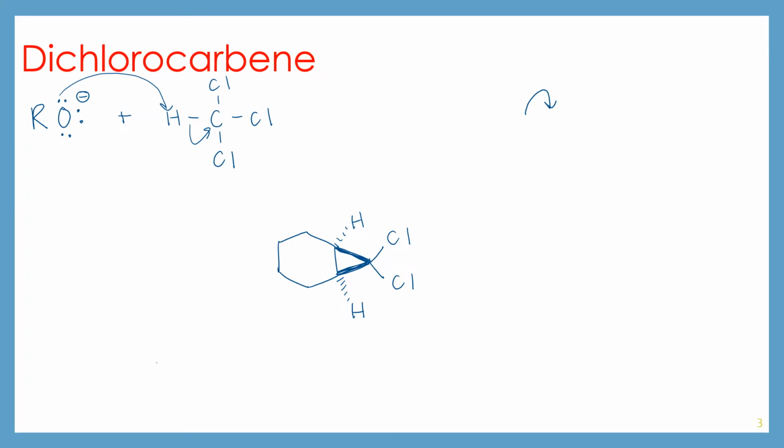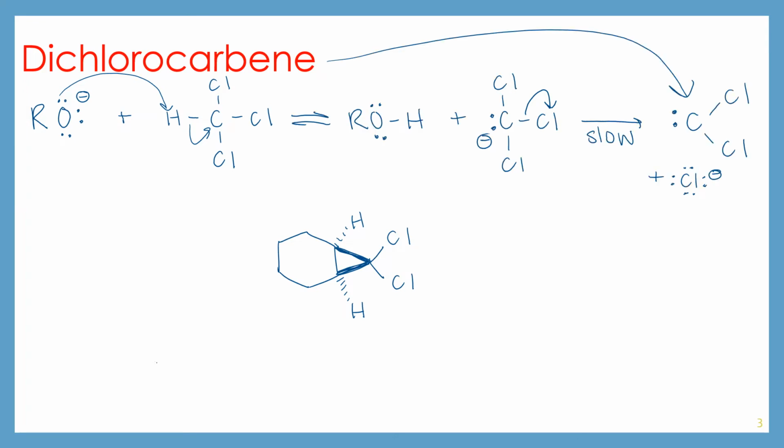Another example of this is dichlorocarbene. This can be formed by reacting chloroform with an alkoxide, which forms an alcohol and a deprotonated chloroform, the conjugate base. Then slowly, one of the chlorine atoms will break off to form dichlorocarbene, which is a little more stable than our original structure because there's no longer a negative charge on the carbon. When reacted with an alkene, this can form a cyclic structure.